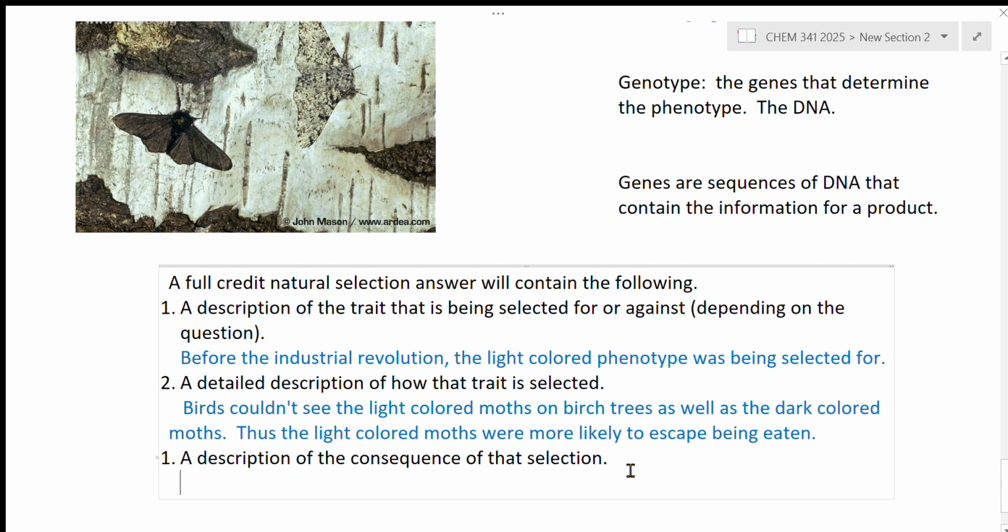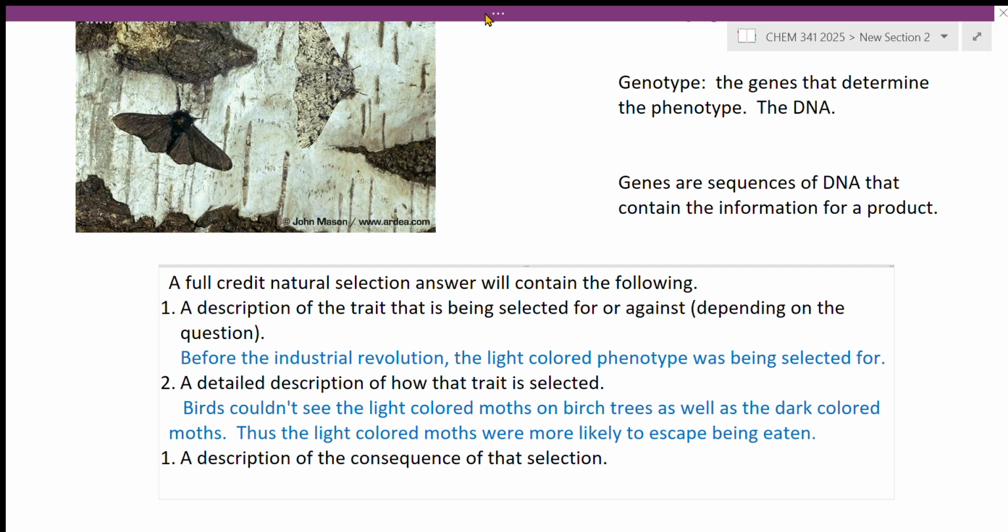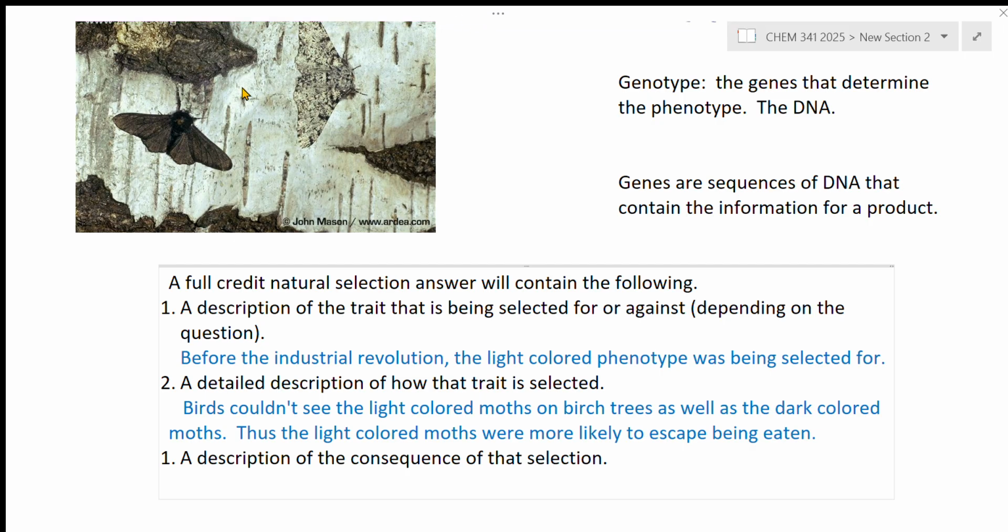All right, and the consequence of that, which may often be the exact same thing you write. There may be some problems where it doesn't quite fit, but the consequence of that selection is: the light color moths were more likely to survive and have offspring, and pass on their light colored genes.